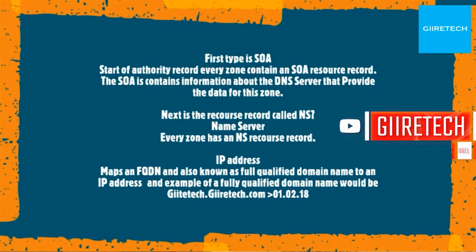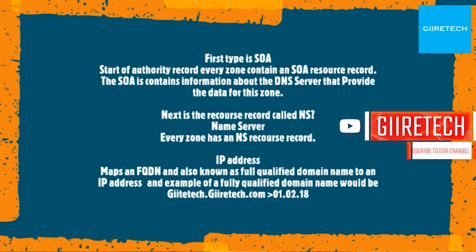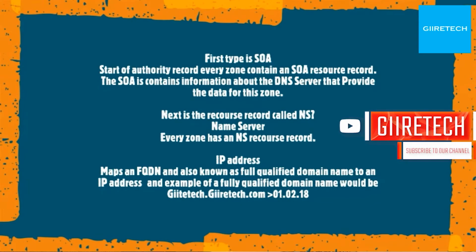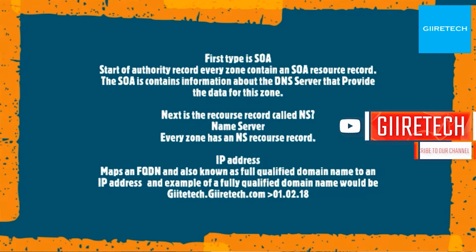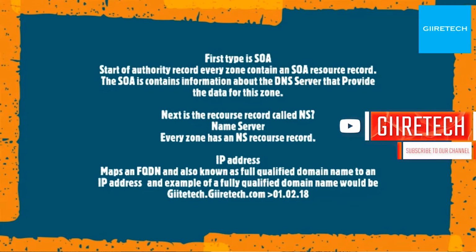Thirdly, the A record, which is an IP address mapping an FQDN, also known as fully qualified domain name, to the IP address. For example, a fully qualified domain name would be geotag.com, with an IP address of 10.0.218.